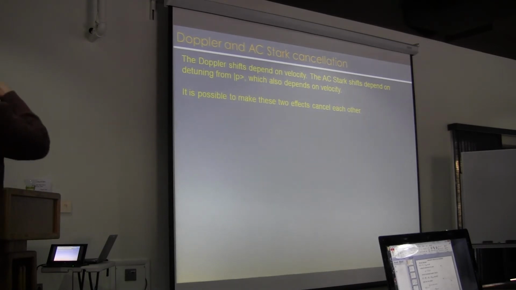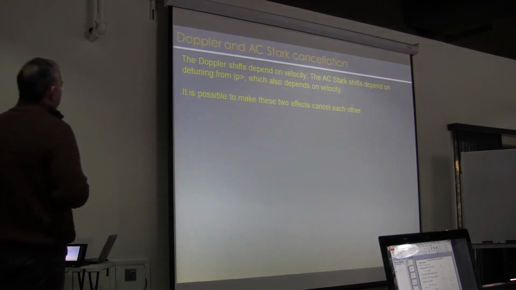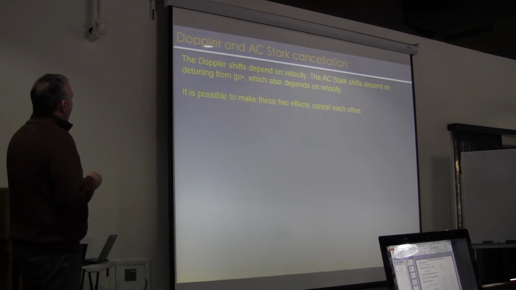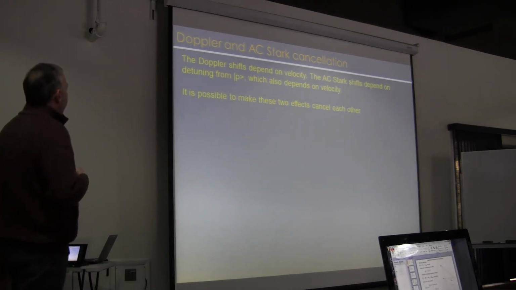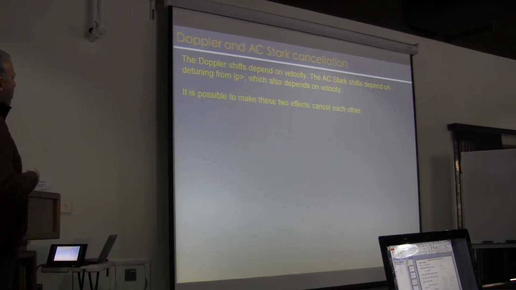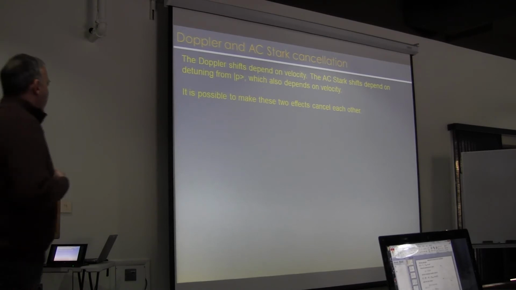Okay. Actually, it's maybe worth knowing that you can, in principle, cancel both the Doppler and the AC Stark shifts together using a near-resonant technique. That's because the Doppler shifts depend on velocity, and the AC Stark shifts depend on detuning from the intermediate level, which therefore also depends on velocity. So you can actually cancel both at once.